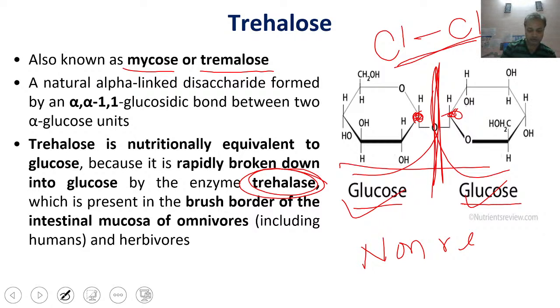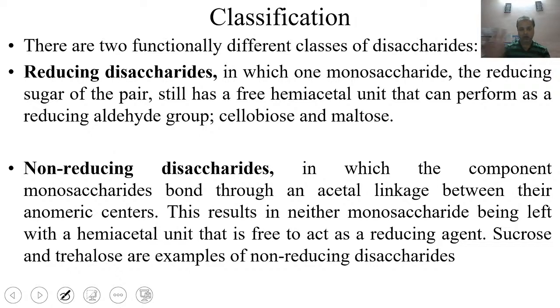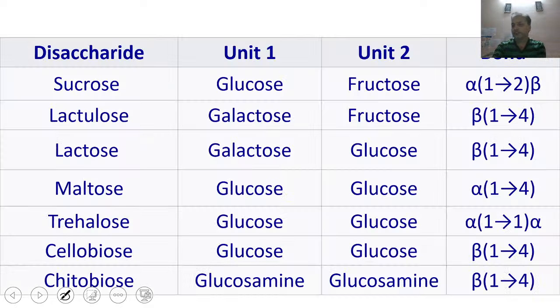This trehalase enzyme is normally present both in our case and in the other animals also, in the other herbivores also. So both places we have this trehalase enzyme. So this is all about disaccharides. We have already seen how we classify them as reducing and non-reducing sugar on the basis of which carbon we use. If both anomeric carbons are used, we call them non-reducing sugar. If one of the anomeric carbons is left freely available, we call them reducing sugar.